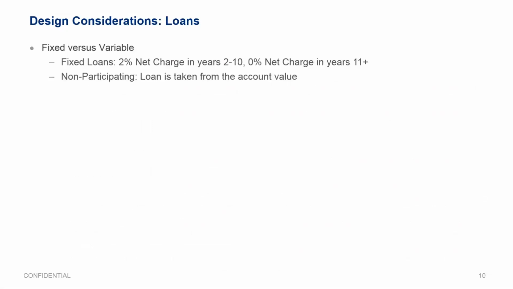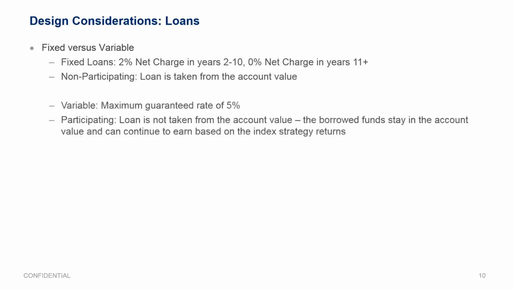So if in year 20 my client borrows $10,000, that $10,000 is actually coming out of the account value, meaning just whatever is left in the account value is going to earn based on the index returns. That's a fixed loan, non-participating, 0% net charge. Really conservative, pretty safe way to illustrate, and absolutely doing a service to your client by showing them that fixed loan option because it is 0% net charge. It's a wash loan. Tremendous solution there on the fixed loan.